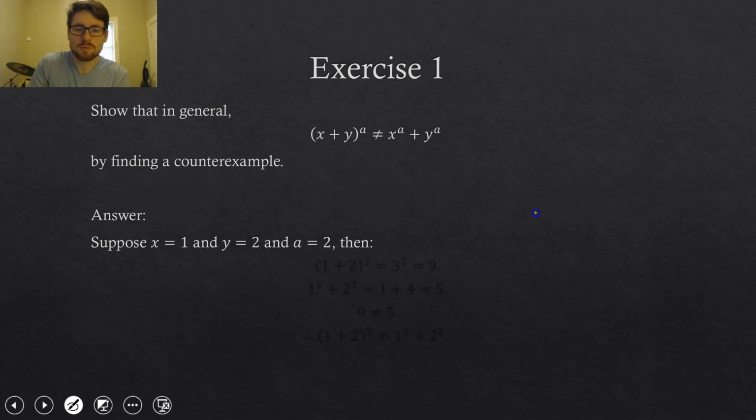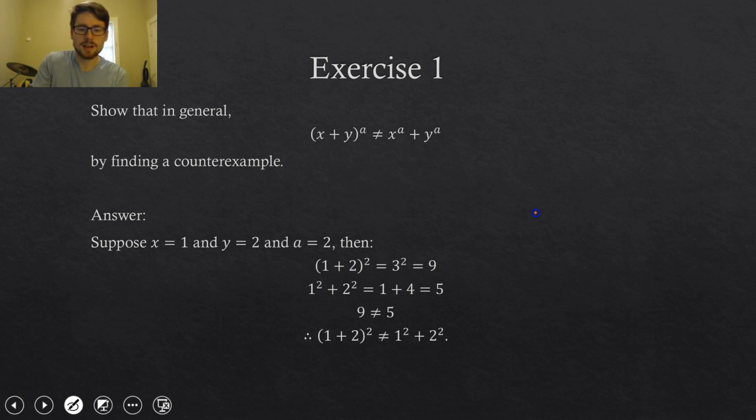So simply I picked 1 and 2 for x and y, and 2 for a. And I found 1 plus 2 squared, that's 3 squared, which is 9. I squared each of them independently. I did the right-hand side, 1 squared plus 2 squared, and I got 1 plus 4, and that's 5. And clearly 9 is not 5, and so they're not equal to each other in general.